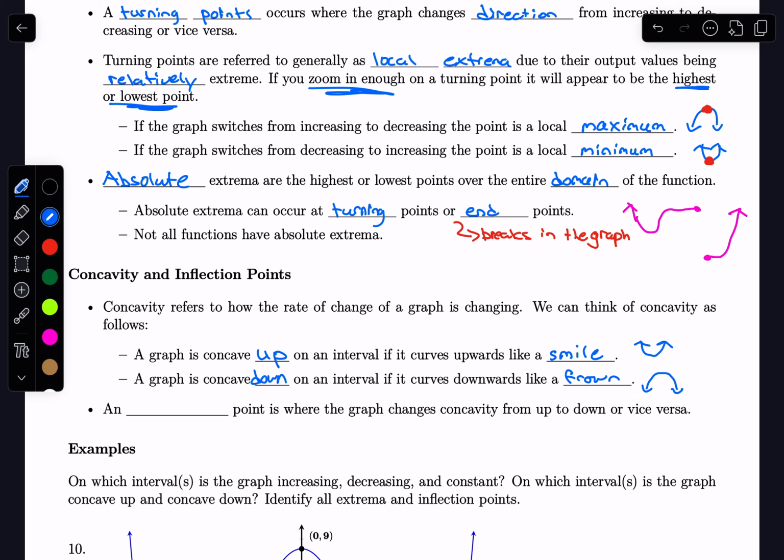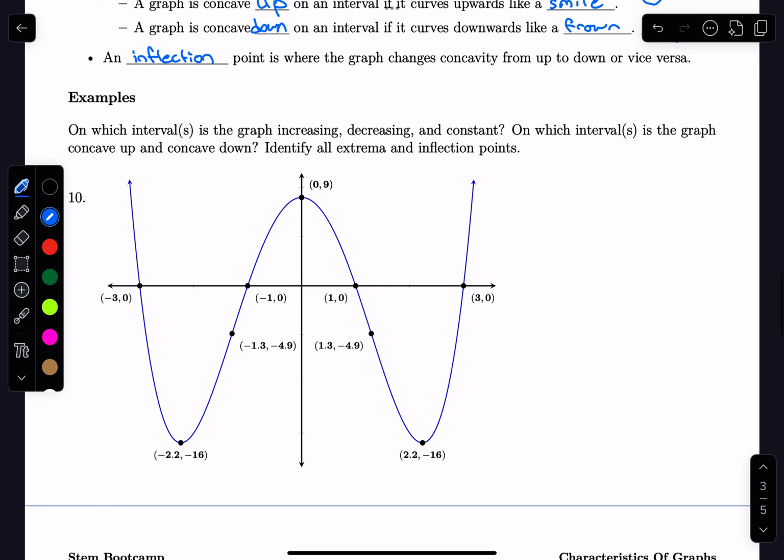All right, and then if we have a point where it changes concavity, that is an inflection point. So a point of inflection, or an inflection point, is where we change concavity from up to down or vice versa. All right, so now we're going to put all that into practice in a nice little picture here.